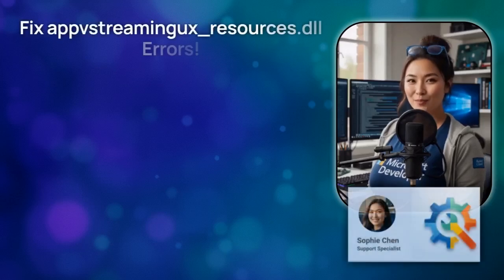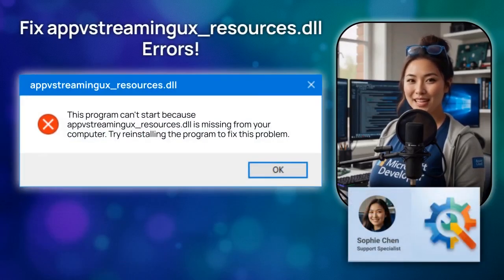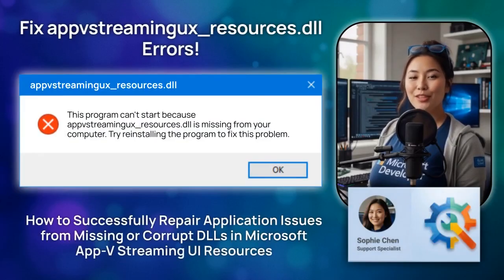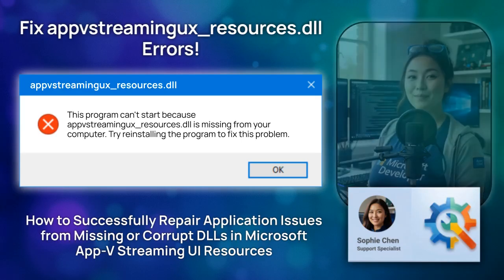Is your system execution path getting interrupted by the Application Virtualization Streaming User Experience Resources DLL? I'm Sophie Chen, a Senior Windows Support Engineer, and I'm ready to repair your OS stability.